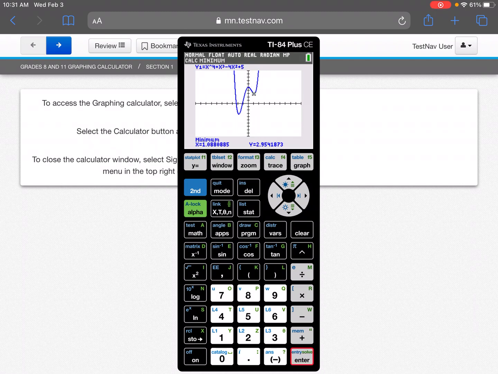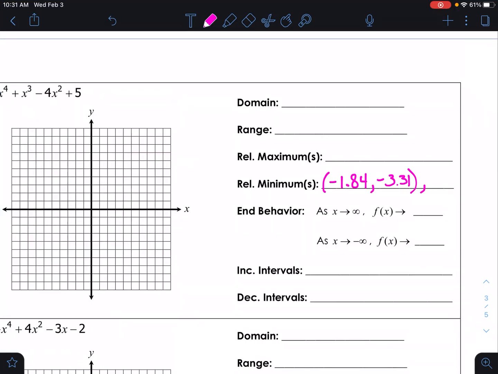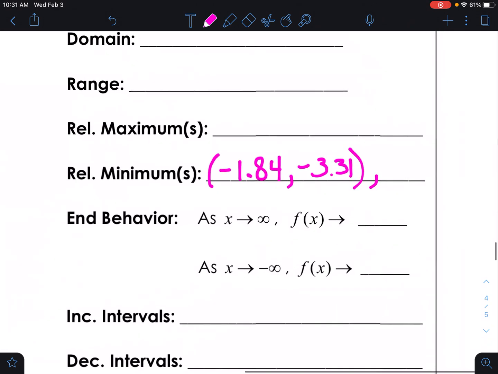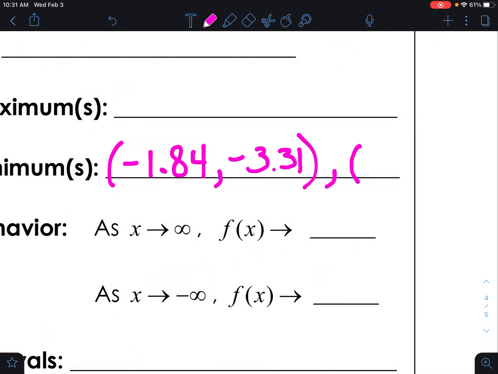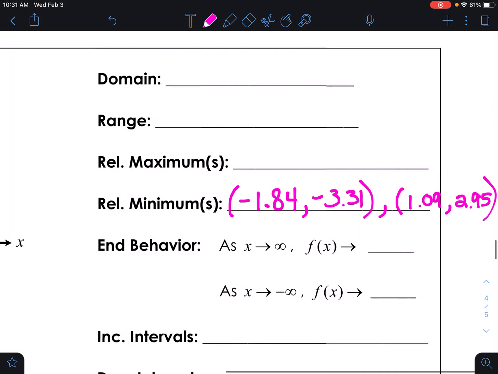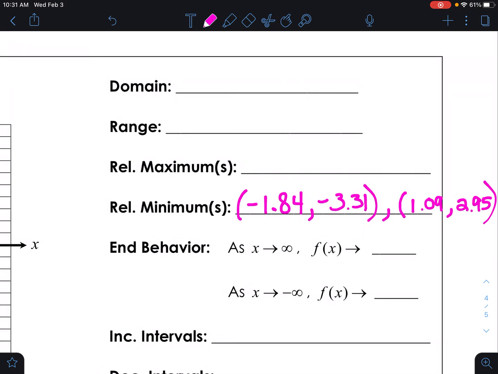Now I have 1.0880885 and 2.95 and so on. Okay, round to the nearest hundredth, 2 decimal places. So that's 1.09 and 2.95. Okay, so that point. Now this is not interval notation. You're just writing the point, right, as an ordered pair. So this is 1.09, comma, 2.95. Okay. Now we're going to do the relative maximum.